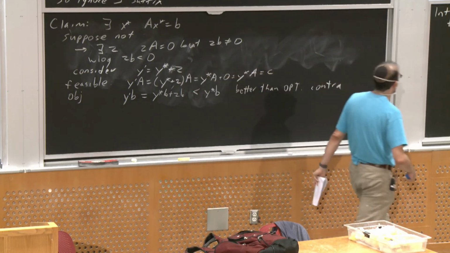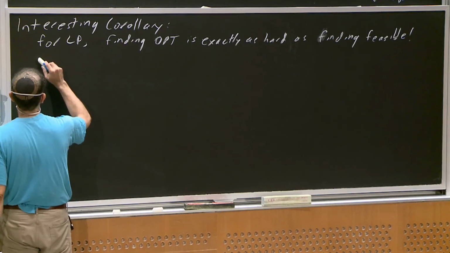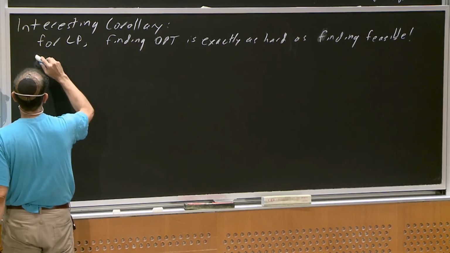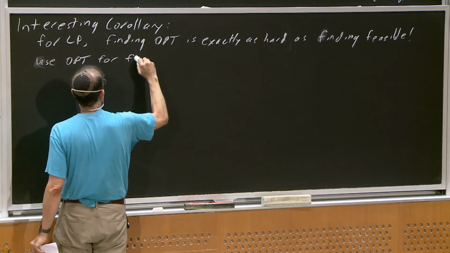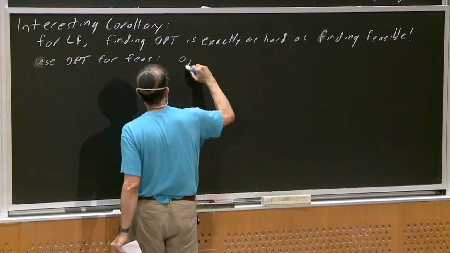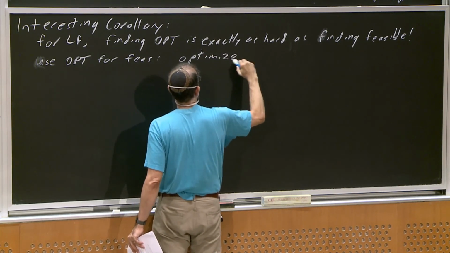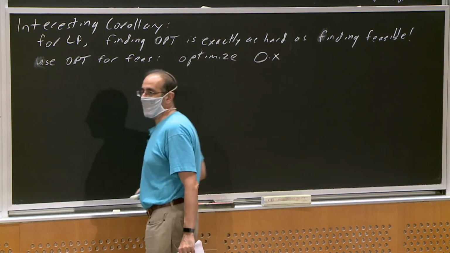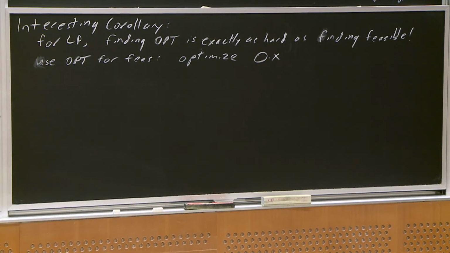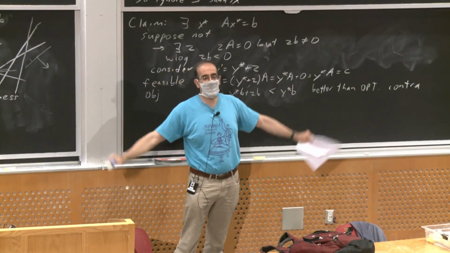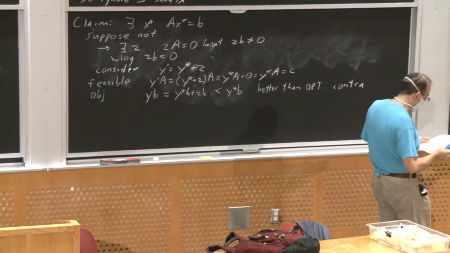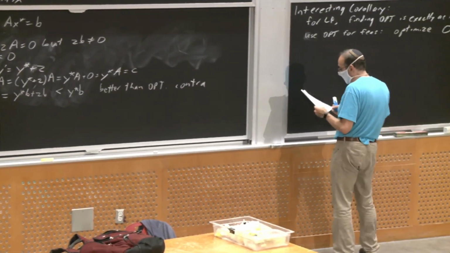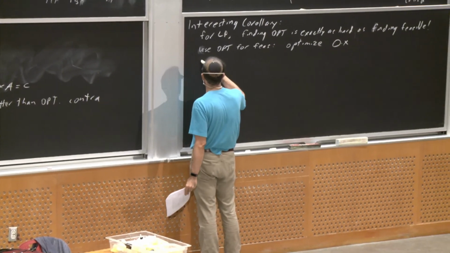Okay? So the easy direction first, if I want to use optimization for feasibility, I can just optimize 0 times x, right? I just make up an arbitrary objective function and say, find me the optimum of this objective function, and it will have to give me a feasible point. So that will solve the feasibility problem. Much more interesting is the opposite direction.